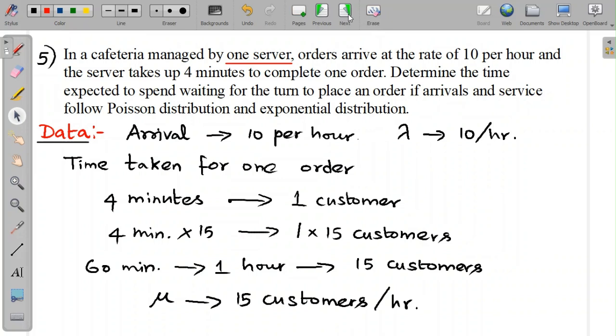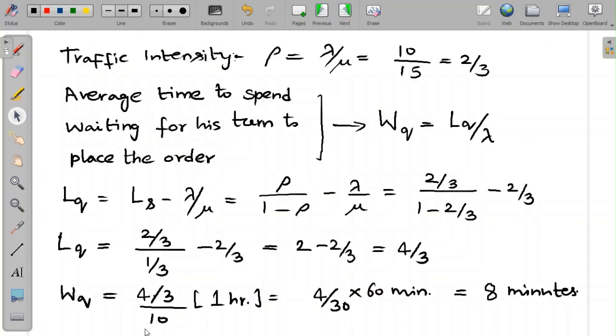And we are expected to find only one part of the problem: time spent waiting to place an order. So since they are waiting in the queue, we're supposed to find WQ. WQ is the ratio of LQ to lambda. All right, now we know that lambda is at 10, mu is at 15. We have the traffic intensity as 2 by 3. And WQ depends on LQ and lambda. LQ in turn depends on LS. We find LS. LS is 2 by 3 by 1 by 3. That comes down to 2. And LQ would be 4 by 3. And WQ is directly identified as 4 by 3 upon lambda.